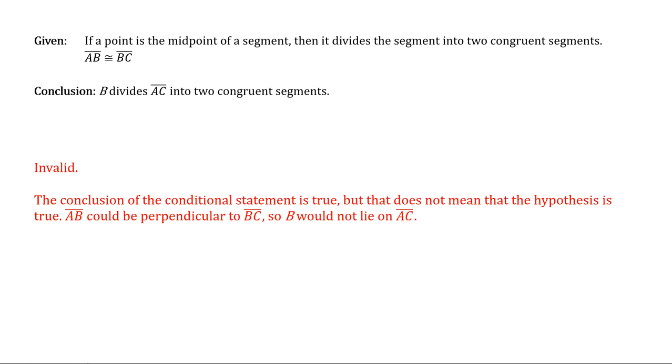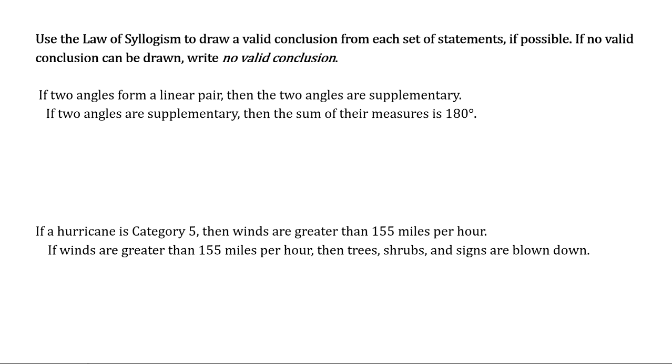Okay, another one. This is going to be used in law as a syllogism. If two angles form a linear pair, then the two angles are supplementary. If two angles are supplementary, then the sum of their measures is 180 degrees. What would be our conclusion statement for this? If you can't come up with one, write that it's not valid.